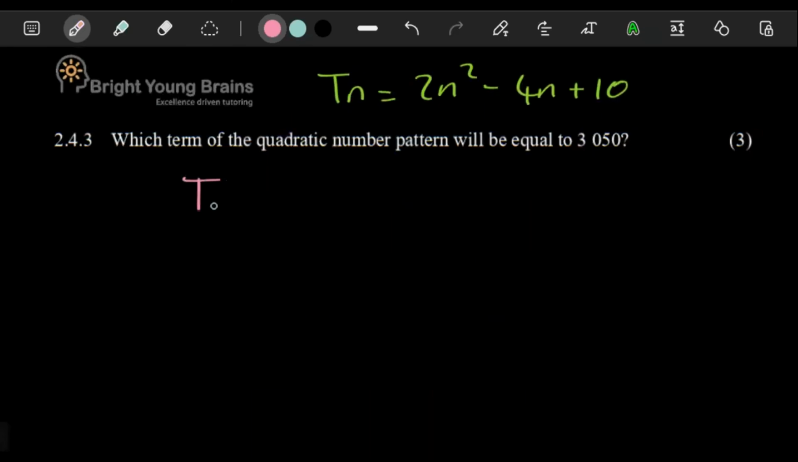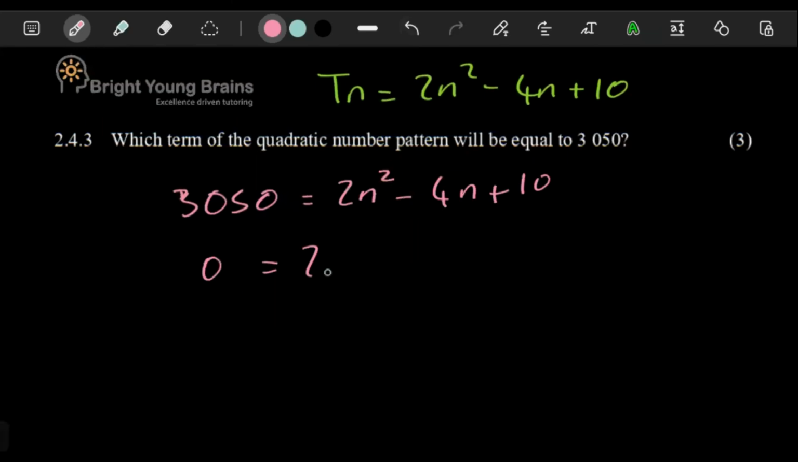So we don't know what term this is. We have the Tn formula already. This is the actual term. So where Tn is, we have to put 3050 over there. We don't know its position, but that's what they're asking for: which term in the quadratic number pattern is equal to 3050? So we're solving for n. And clearly, if we're going to be solving for n here, we can just use the quadratic formula because this is a big number. So we have 2n squared minus 4n plus 10 minus 3050.